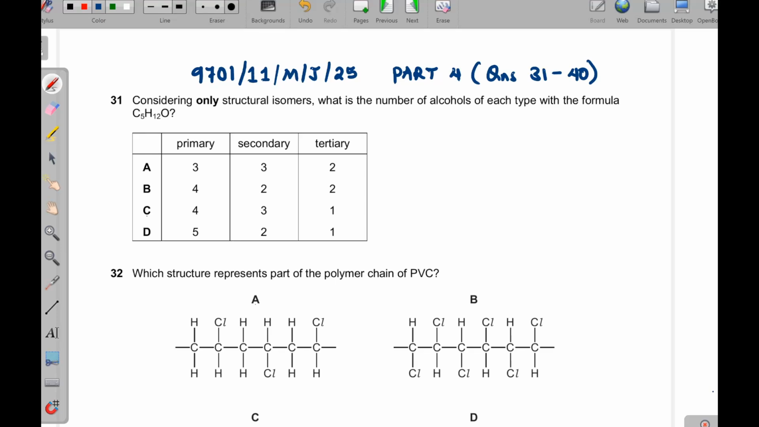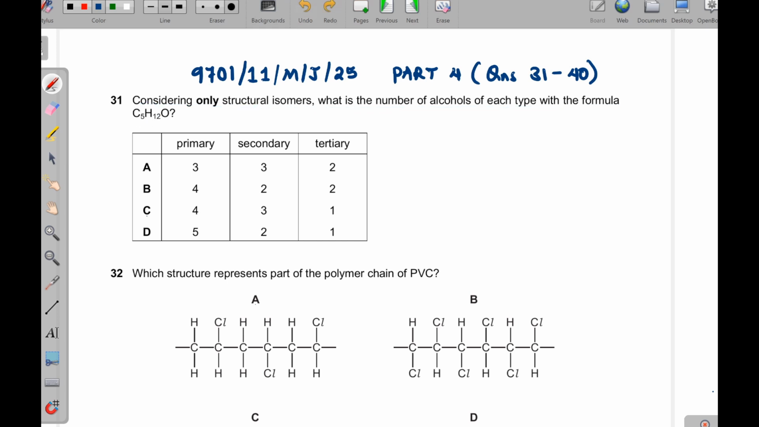Part 4, and this is for questions 31 to 40. Question 31: considering only structural isomers, what is the number of alcohols of each type with the formula? This one here, we are seeing primary, secondary, tertiary. Okay, let's begin with maybe primary.